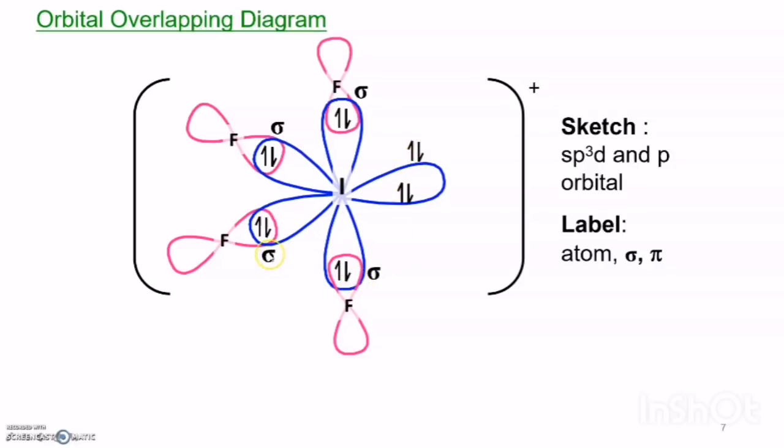Okay, and then label sigma. Okay, then bracket to mention the charge. Okay, alright, label pi if any. Okay, in this case no pi.